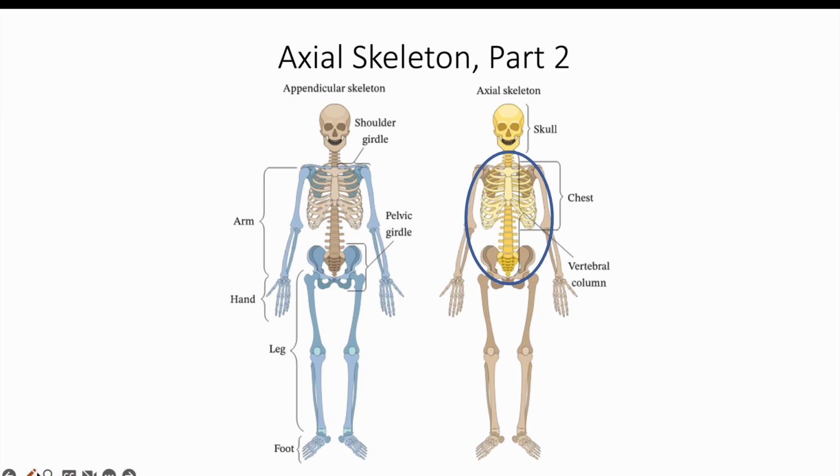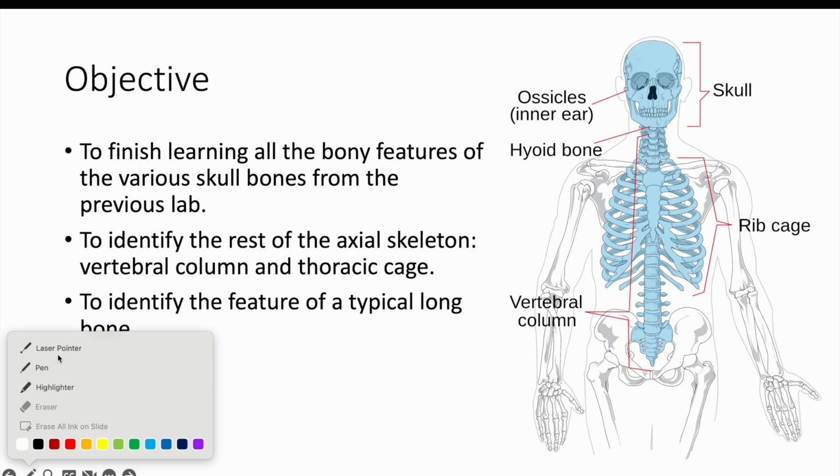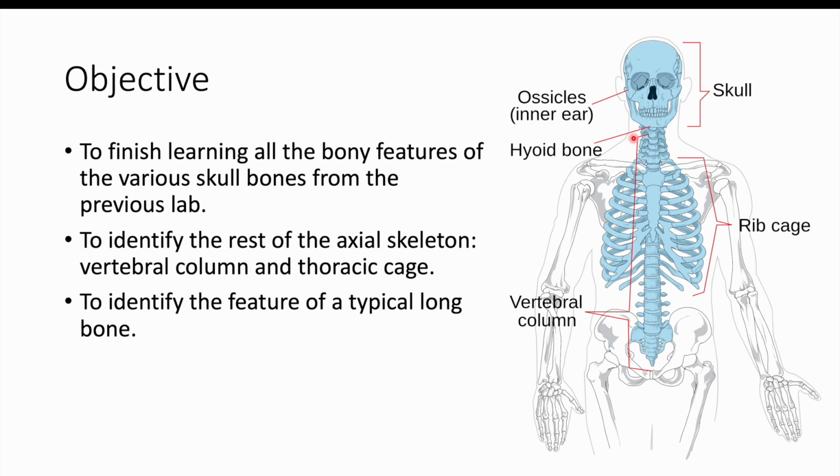Hi everyone, in this video we are going to continue on with the axial skeleton, so this will be part 2. We still need to finish up some parts of the skull, but we are going to move down into the body looking at the vertebra, the rib cage, and the tailbone. So let's go ahead and finish up the axial skeleton.